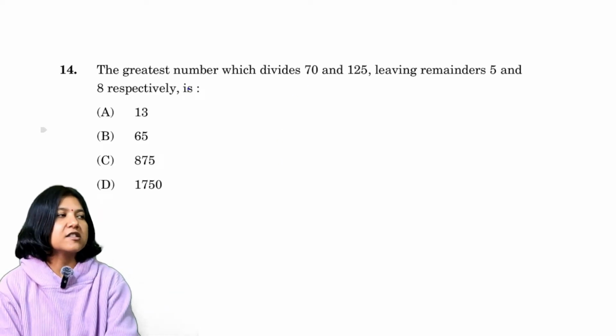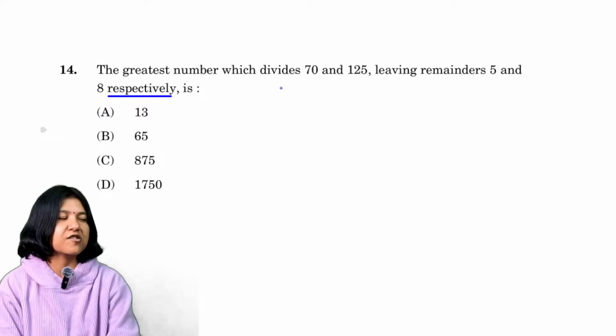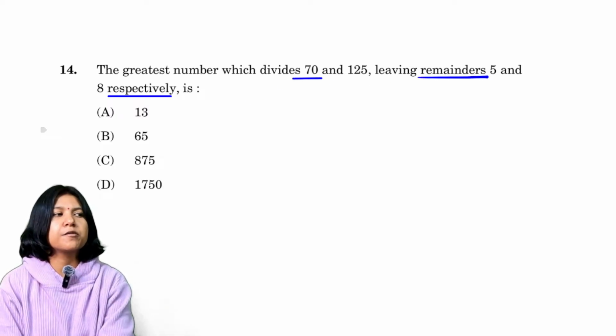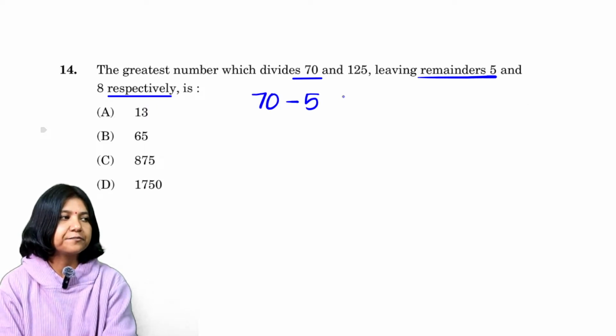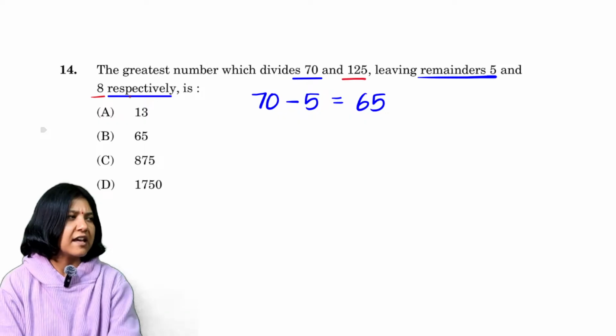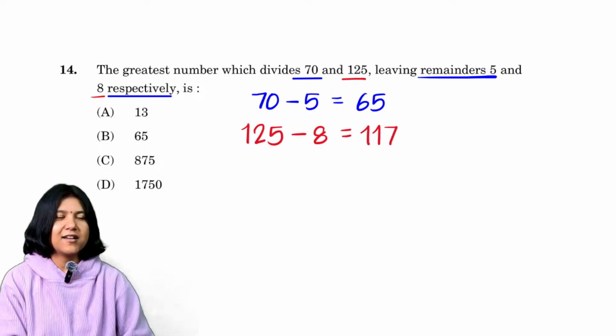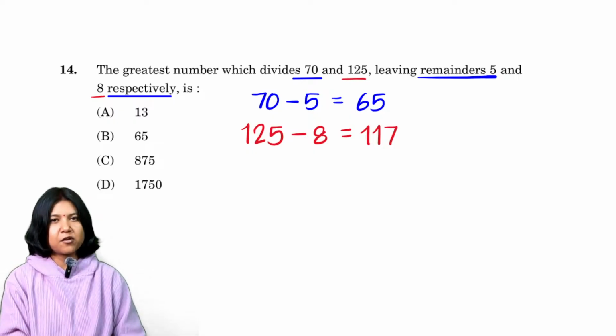So the word respectively means you will just go in order. From the first number you want to remove this 5. So 70 minus 5, 65. Okay. And the other number is 125. So 125 minus 8, that is what I have to do. How much is that? 117.